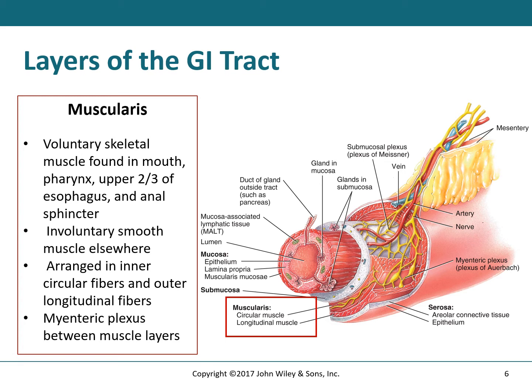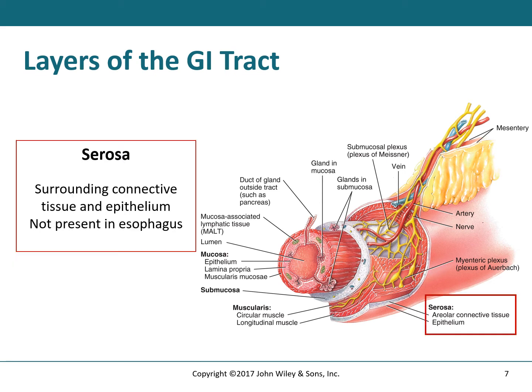You have a layer of circular and a layer of longitudinal muscle, so it makes up 2 layers of muscle in this region. In addition, the stomach has a third oblique layer. And then there's another plexus there called the myenteric plexus that's between the muscle layers. Finally, the serosa is what surrounds everything. And this is basically connective tissue and epithelium. However, it's not present in the esophagus.